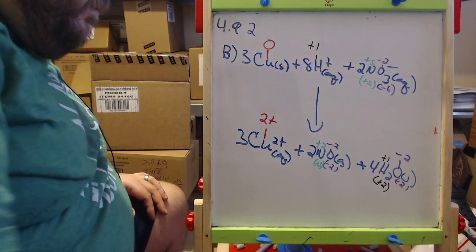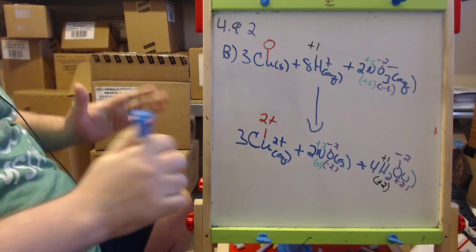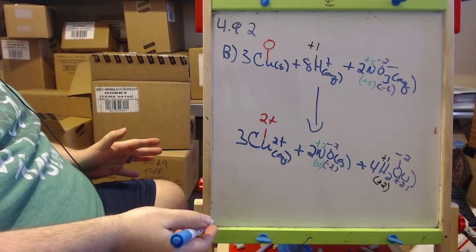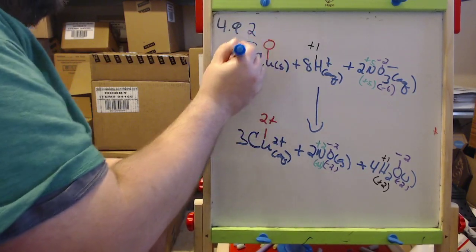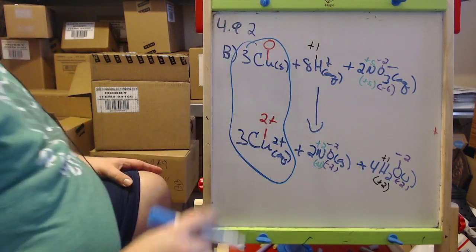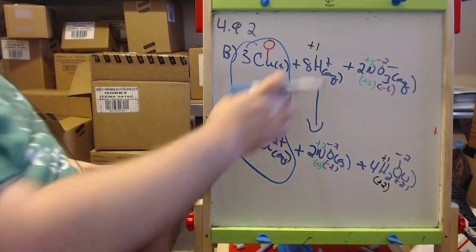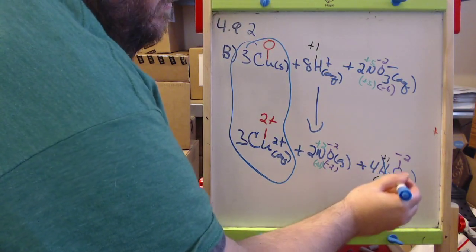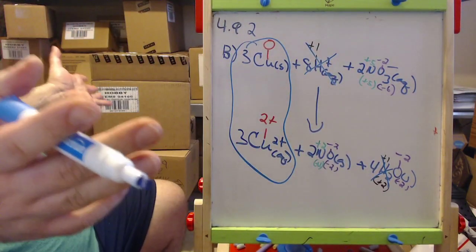All right then, let's take a look. Now we look across the arrow for things that have changed. Copper is 0 here and a +2 here, so copper has changed. Hydrogen is a +1 and a +1. It didn't change, so that's not part of anything.